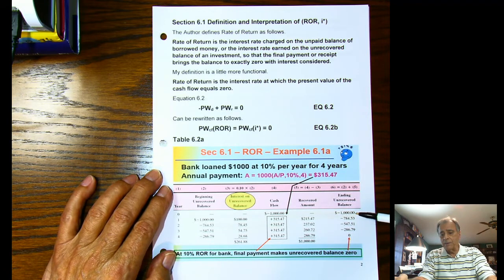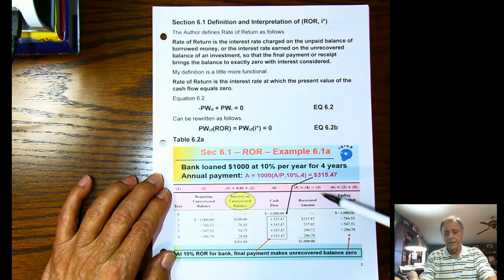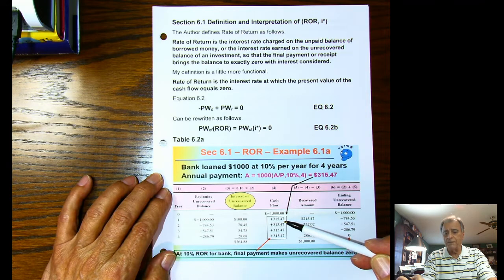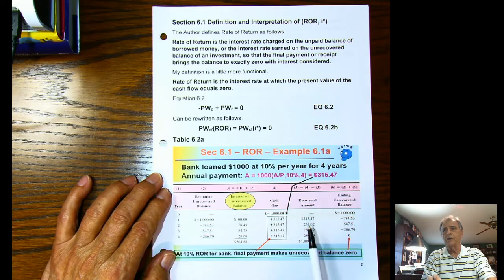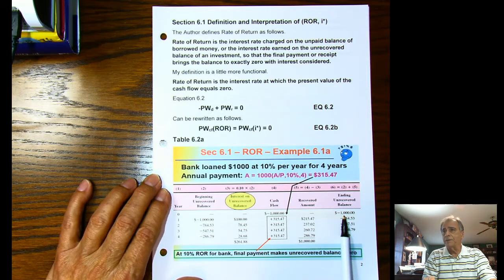The borrower basically owes $1,000 at time zero. And then he says, okay, if he or she makes a payment of $315.47 at the end of year one, how much will he owe at the end of year one? Well, think about this. If this $1,000 balance is being charged interest at 10%, how much interest do you owe after 1 year? Well, you owe $100, right?